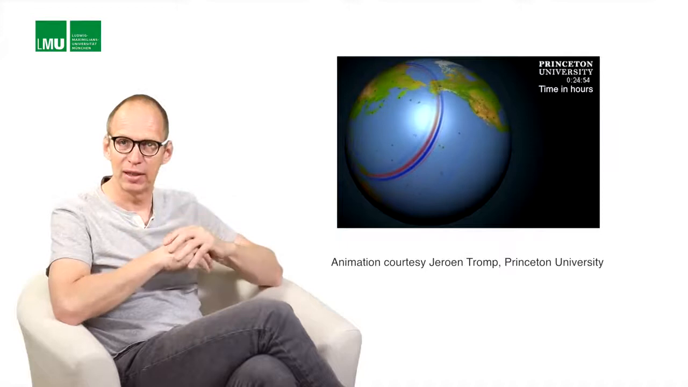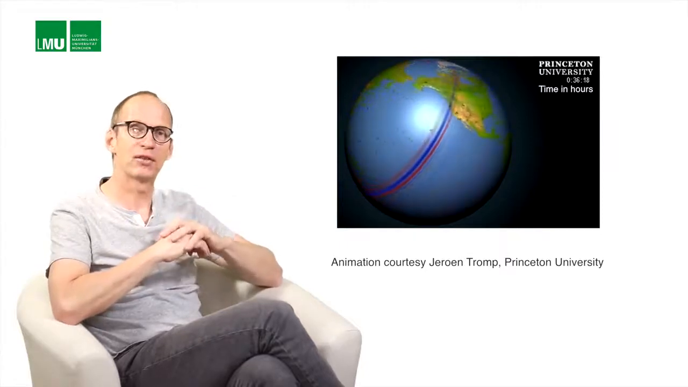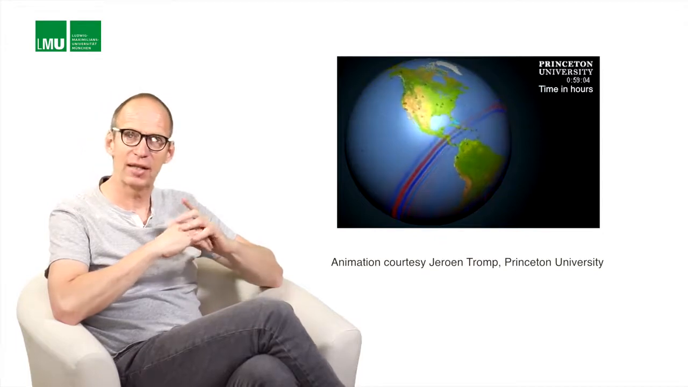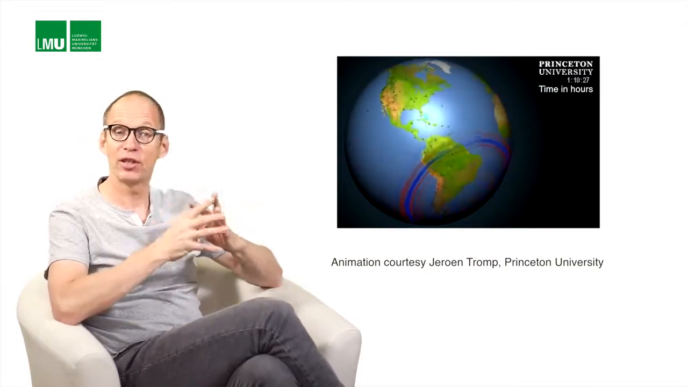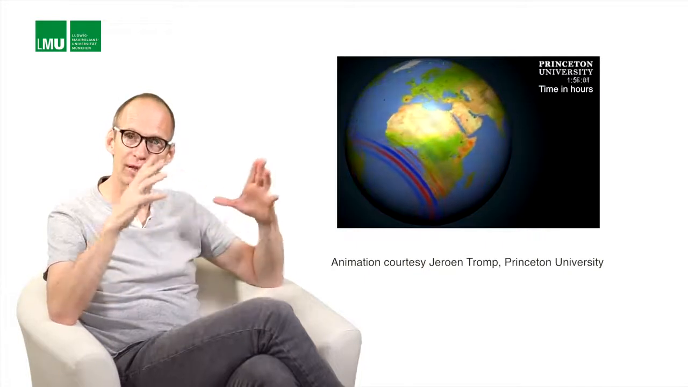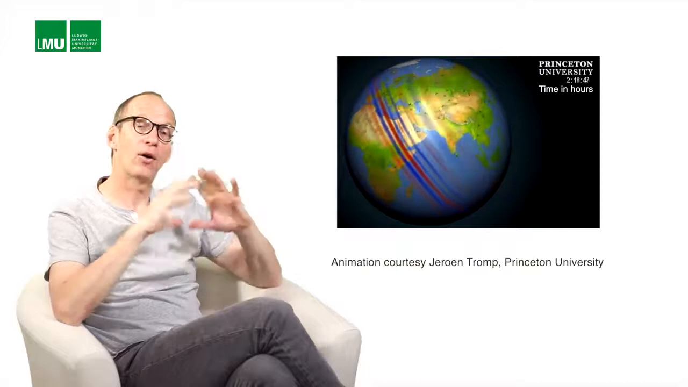This was developed and made by my colleagues at Princeton University in the US. And it shows the seismic wave field of the very damaging earthquake in Tohoku in 2011. And you see wave fields propagating away from the source region near Japan all over the globe.